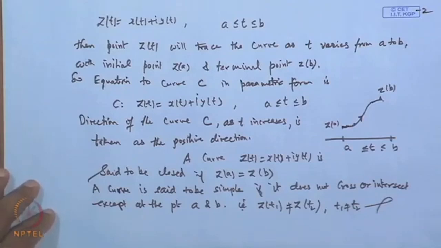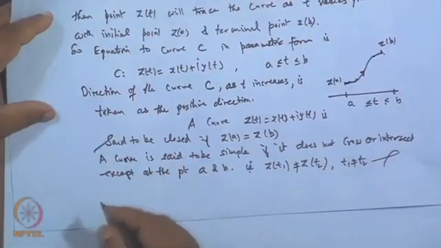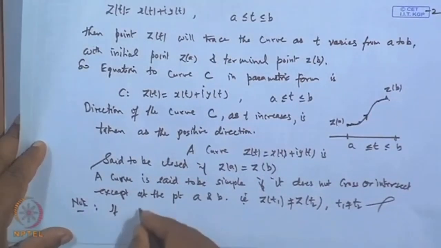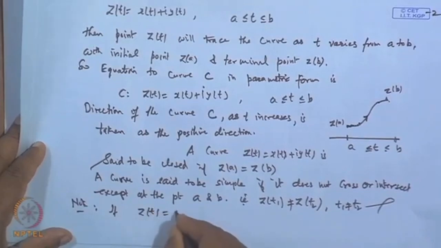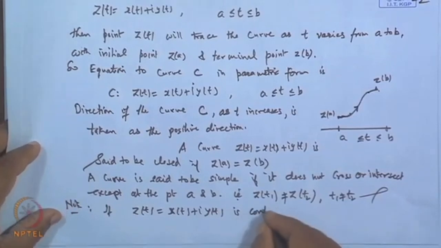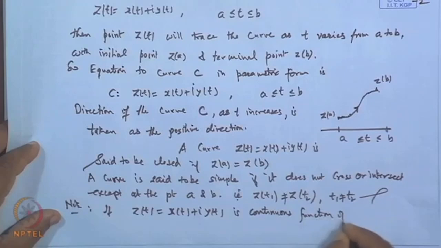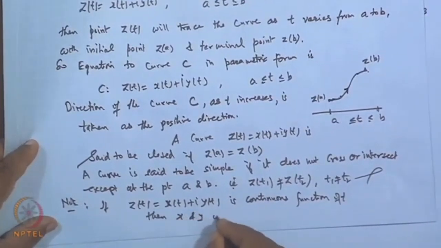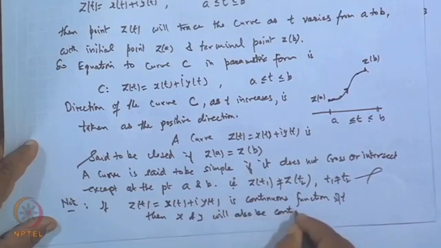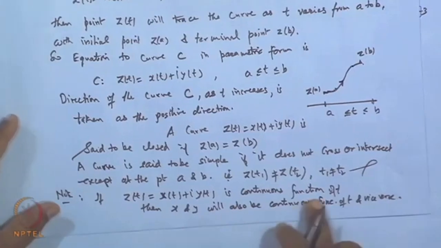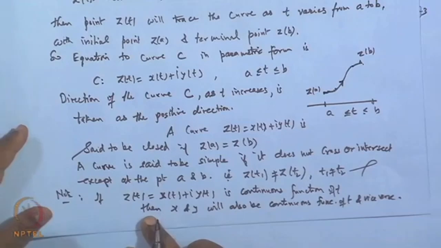Now, we call a curve a smooth curve, continuous, dependent. If z(t), which is x(t) plus i y(t), is a continuous function of t, then its real and imaginary parts x(t) and y(t) will also be continuous functions of t, and vice versa. If x and y are continuous, then the corresponding z(t) will also be a continuous function of t.